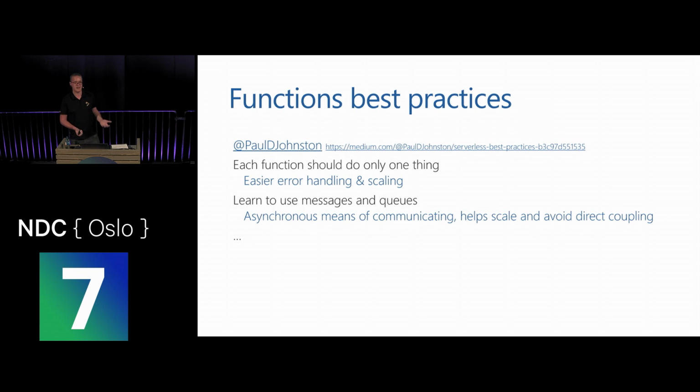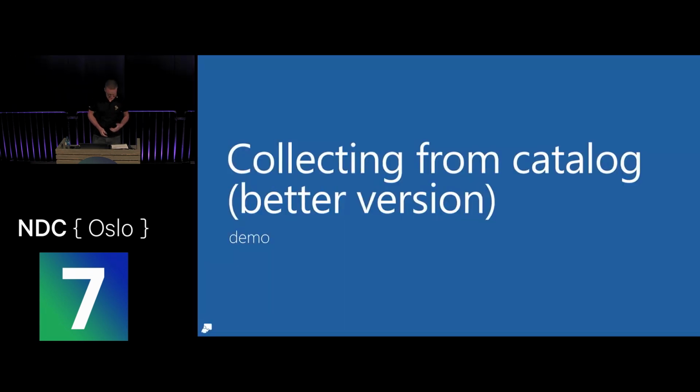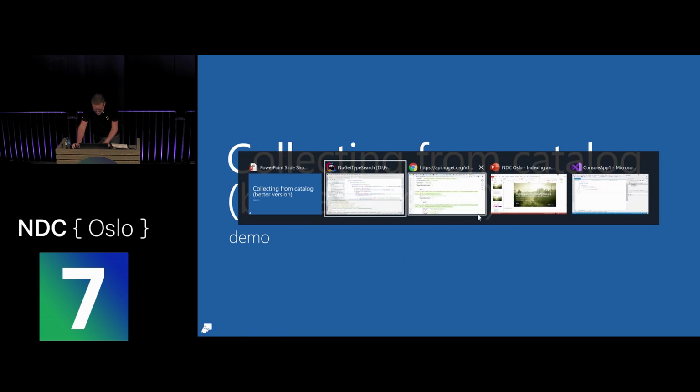Why? Well, it makes error handling easy. It makes scaling easy because you can just scale one function in your application instead of an entire functionality in your application. And by doing this, you also immediately have to think about starting to split up your architecture into using something messaging-based. So let's see if we can make this better, and instead of having that timer do things, come up with something else. Let's create a better version of this.